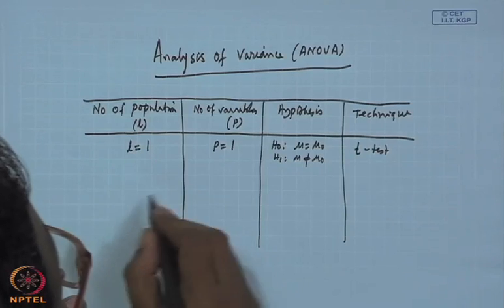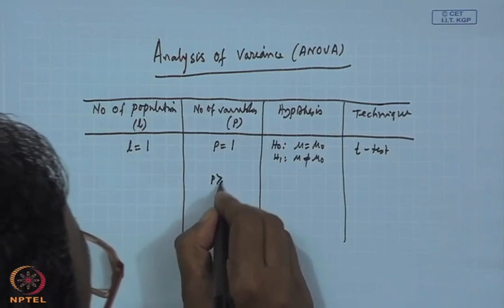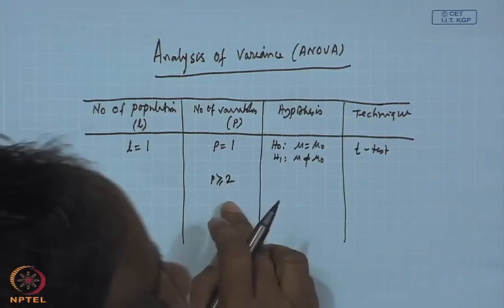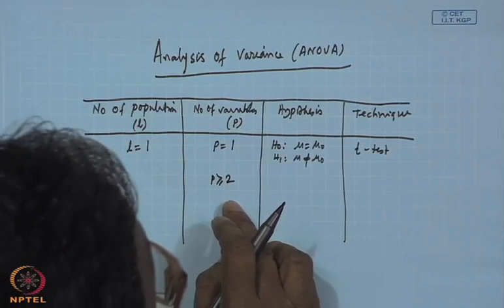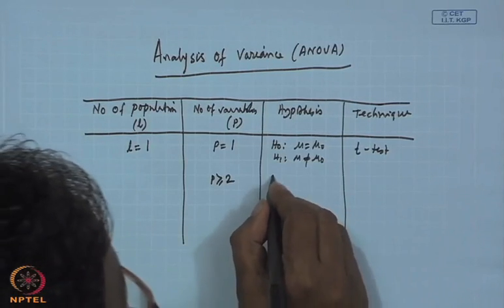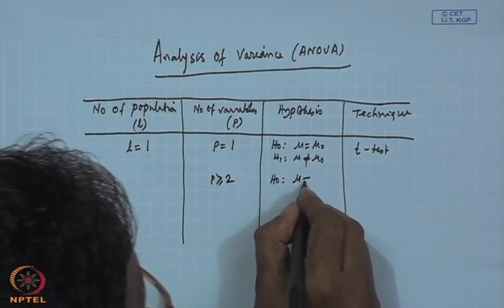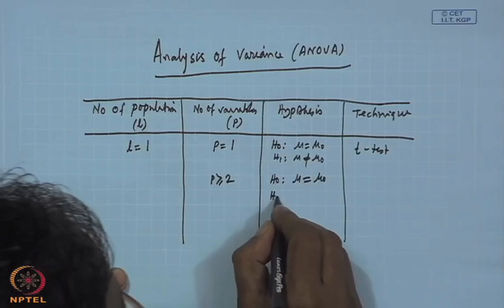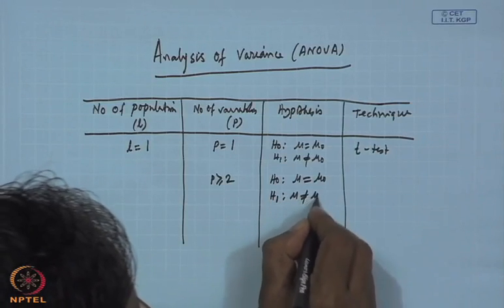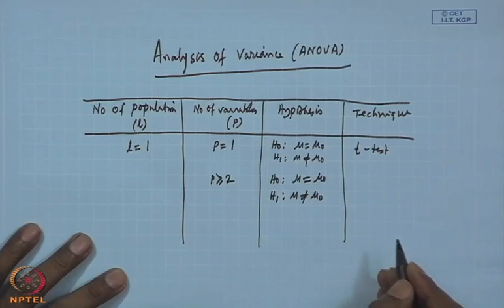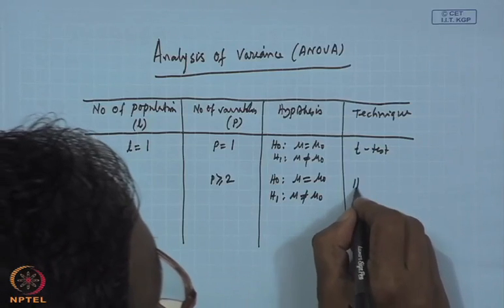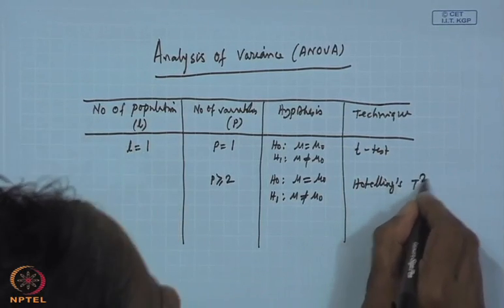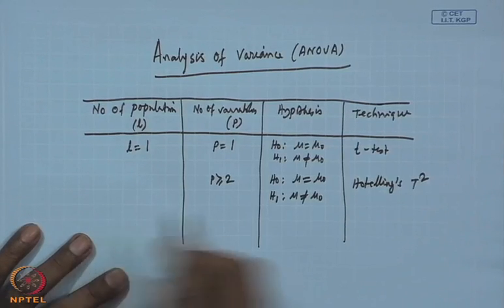Now, L can be 1 and P can be greater than or equal to 2, that is, a single population with two or more variables, and the hypothesis will again be H0: mu equal to mu 0, where mu is a vector quantity, and H1: mu not equal to mu 0, and we have used Hotelling's T square for hypothesis testing, again for the small sample case.